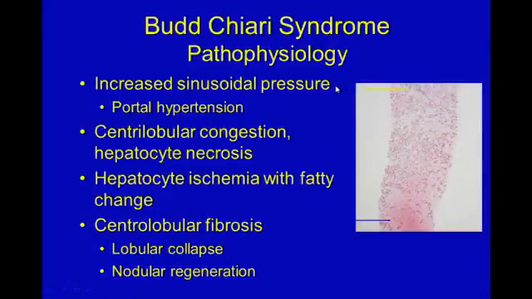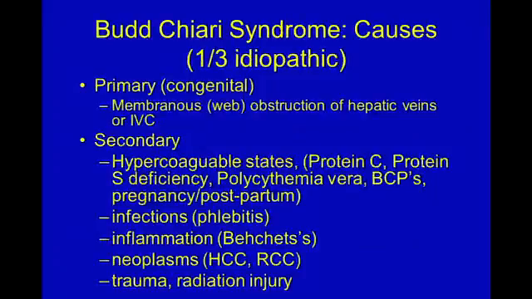So the pathophysiology is you have venous outflow obstruction either from the hepatic veins or from the IVC, and therefore the pressure backs up in the sinusoids, and that gives you portal hypertension. It gives you congestion around that central lobular vessel, and the hepatocytes die. You can get ischemia and fatty change as well. And lastly, you're going to get central lobular fibrosis, and the lobules will collapse, and then the nodules will regenerate, and you're into your cirrhosis pattern.